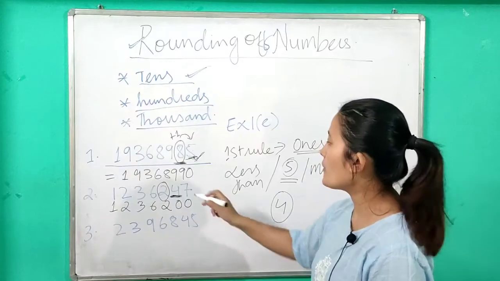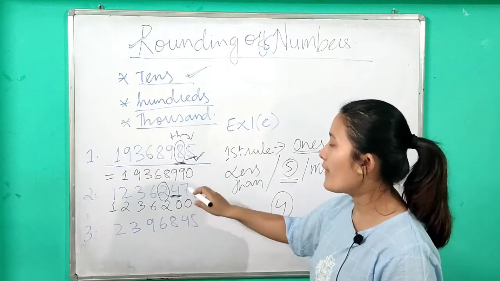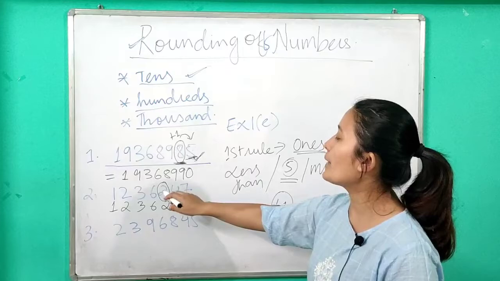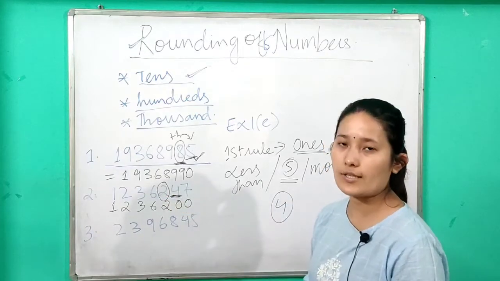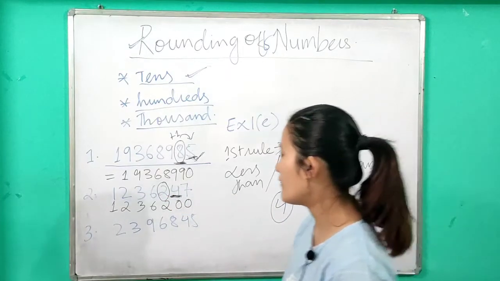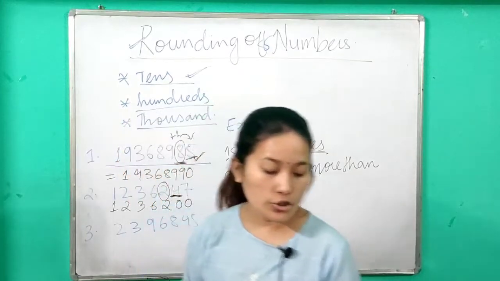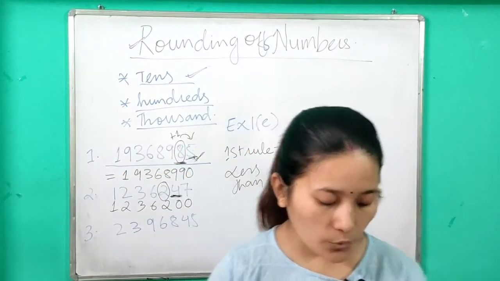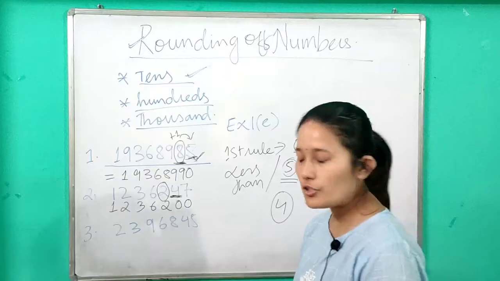Is that clear? If the number is 5 or more than 5, then you have to add 1 to this hundredths position. Okay, now let's do question number 3. Question number 3 is a multiple choice question where you are rounding the number to the nearest thousand.